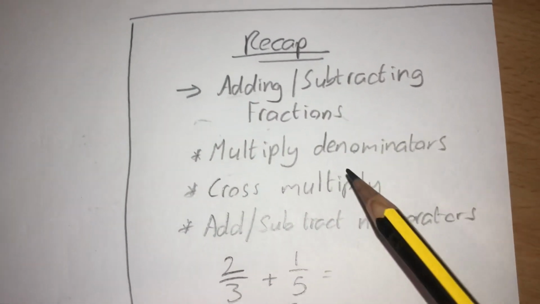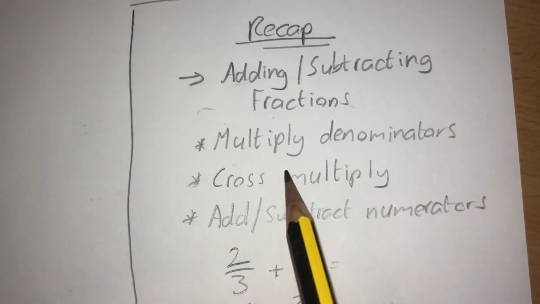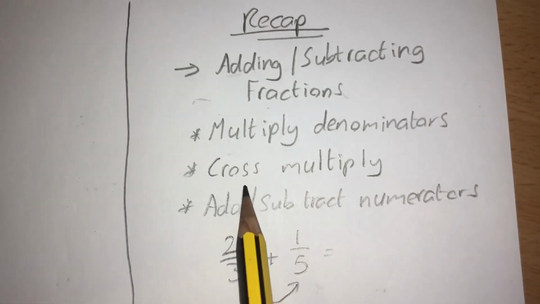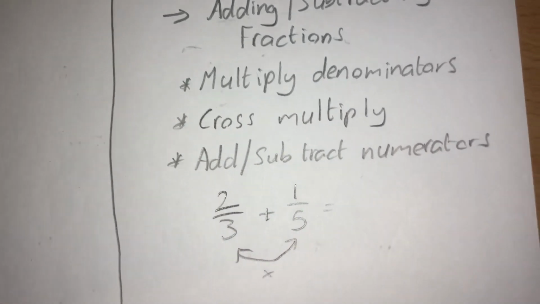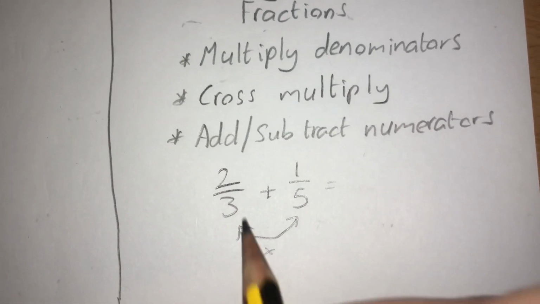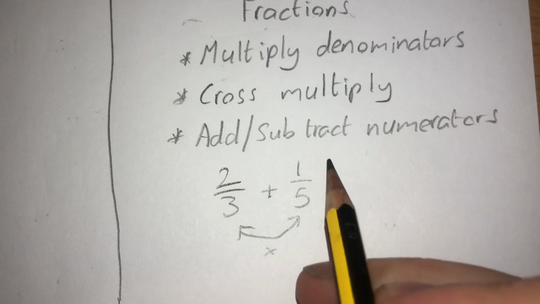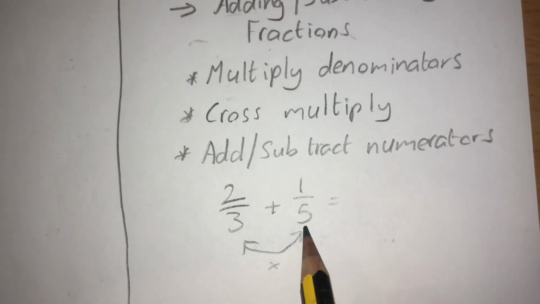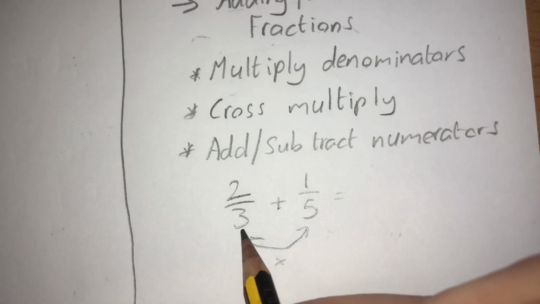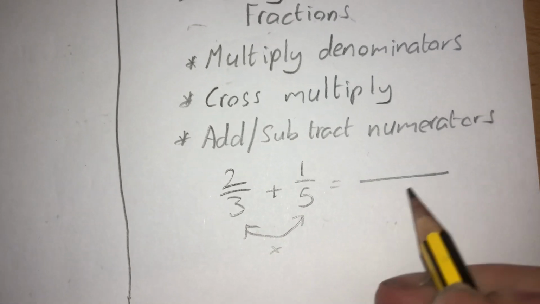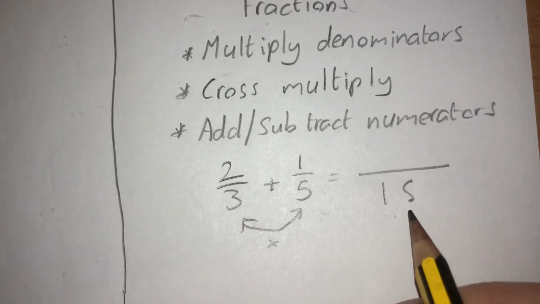If I was to add or subtract two different fractions, I follow the following steps. I multiply the denominators, cross multiply, and I simply then add or subtract the numerators, and of course simplify at the end if needed. So if I was to do a question like this, 2/3 plus 1/5, these are fractions of different denominators, so I multiply the denominators to find a common denominator. So 3 times 5 is 15, so that is going to be our common denominator.